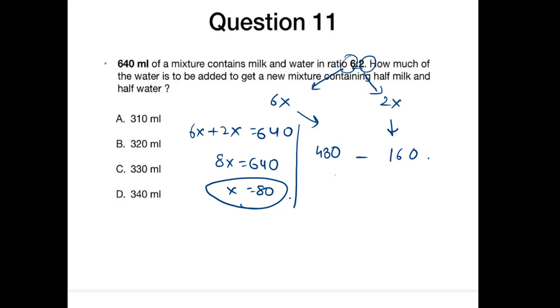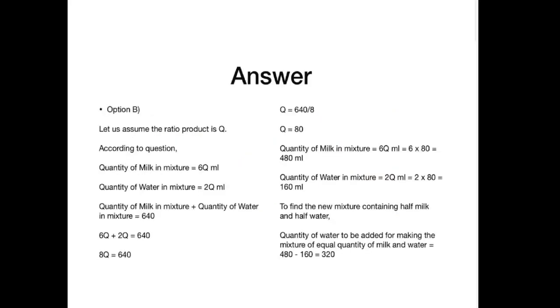So 480 and 160, to give the half water half milk ratio, it's going to be 320. So the answer is B. That's it. So let us see the scriptural way. So this is the scriptural way. So this is how it goes.